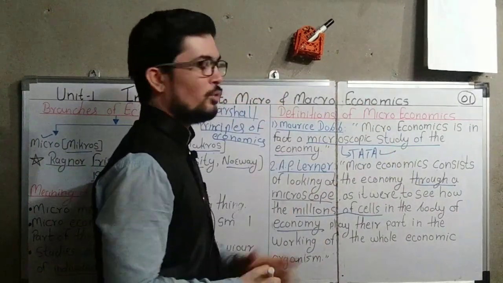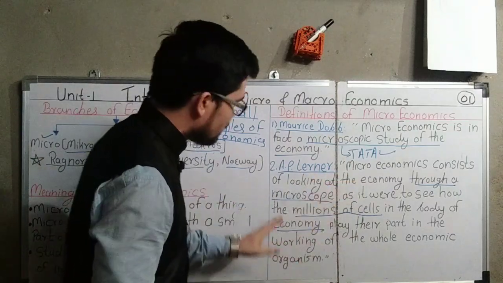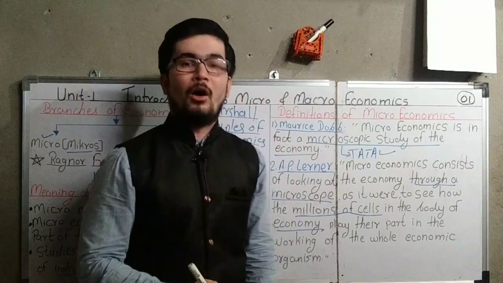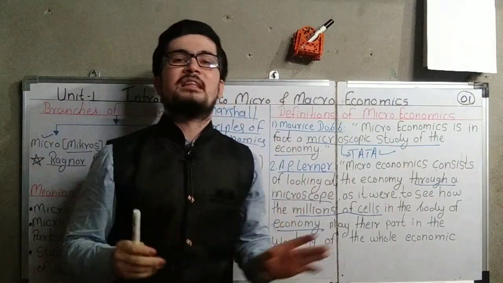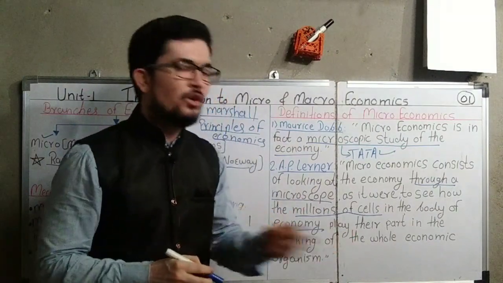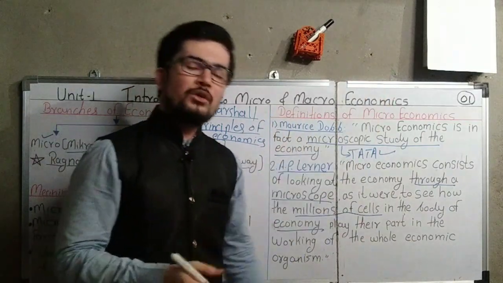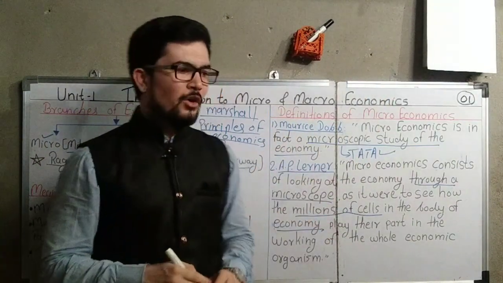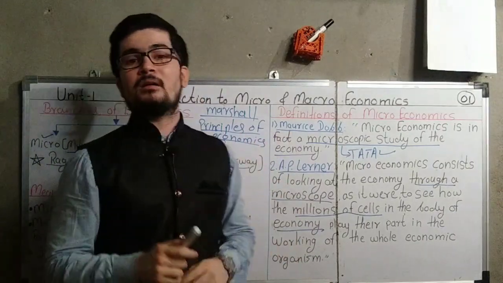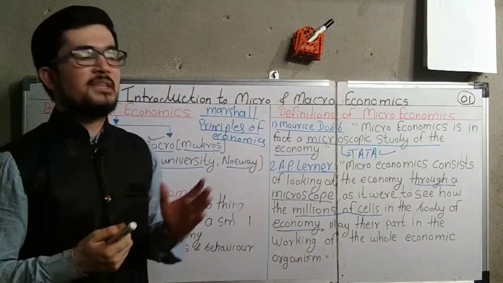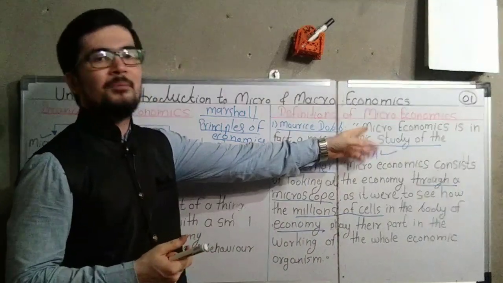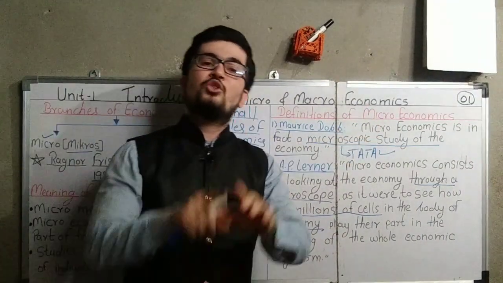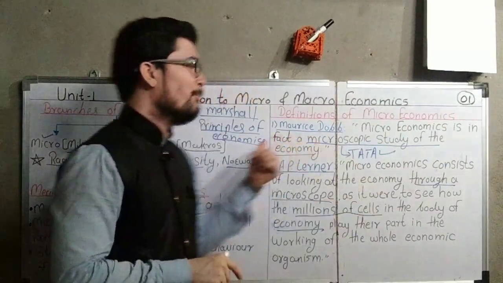Looking at the economy through a microscope, as it were to see millions of cells in the body of the economy. How do these millions of cells work in the body of the economy? There can be millions of firms, millions of customers. How they work in the economy, that is the thing we want to know. If we want to discuss the particular consumption pattern of a single customer, it will become the microscopic study. But when we discuss the consumption pattern of the total economy, it will become the macro study.